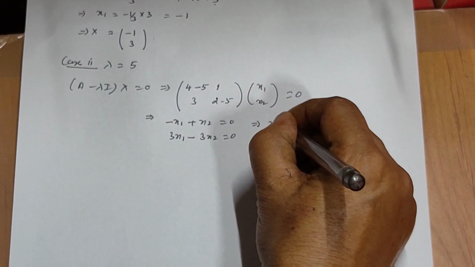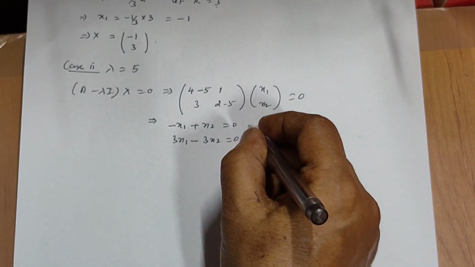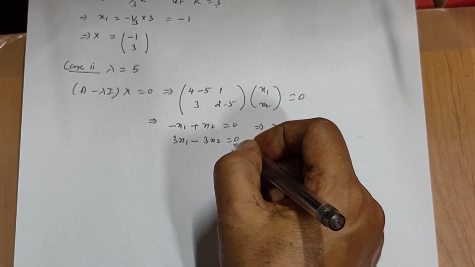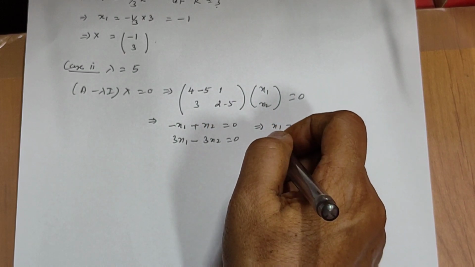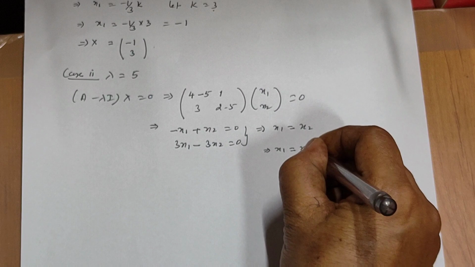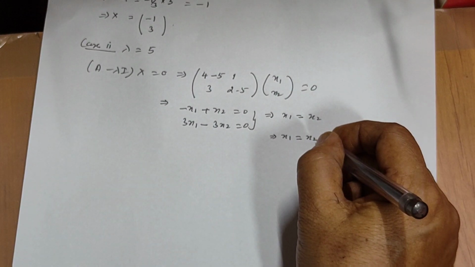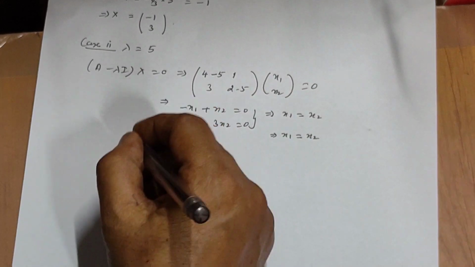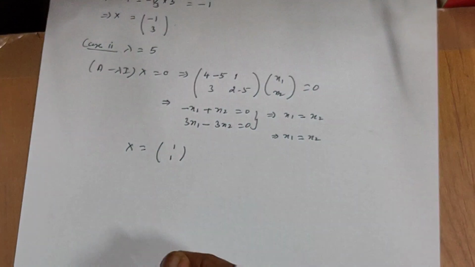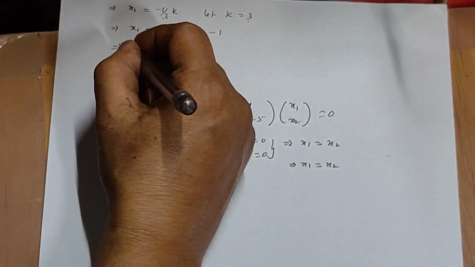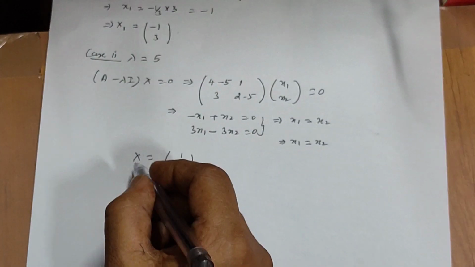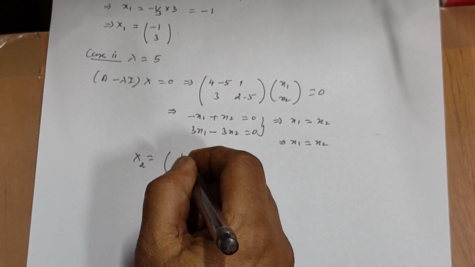So you can write x1 equal to x2. That is, minus x1 is equal to minus x2, so you'll get x1 is equal to x2. Similarly from the other equation, you will get 3x1 is equal to 3x2, and therefore x1 equal to x2. Both of them give the same answer, which implies that x1 equal to x2. If I take x1 as 1, then x2 is also 1. If I take this as 2, and so on. So I can write the other vector as (1, 1). For convenience, for the first eigenvalue let us take the eigenvector as X1, and for the second eigenvalue, lambda equal to 5, let us take the eigenvector as X2, which is (1, 1).